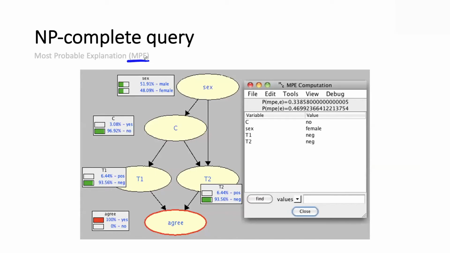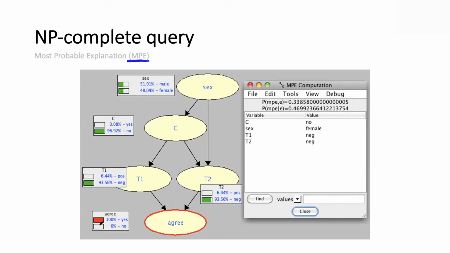And what you have here is a screenshot of a system called SAMIAM. It was developed by our group. It's available online if you want to try it out. Some of you have tried it out actually in 161. This is the model that I just showed you. And what happens here is I have these 5 variables.